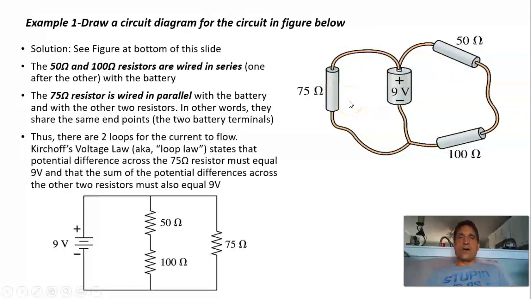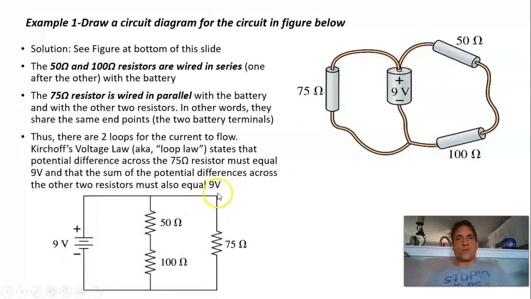So how do we draw this? Okay, well, remember the battery is the four lines, and so we can start here. And the battery is connected by wires, which are straight lines. And the first loop involves the wires going to the 50 ohm resistor, and then to the 100 ohm resistor, and then coming back to the negative terminal of the battery. And so that's the first loop.